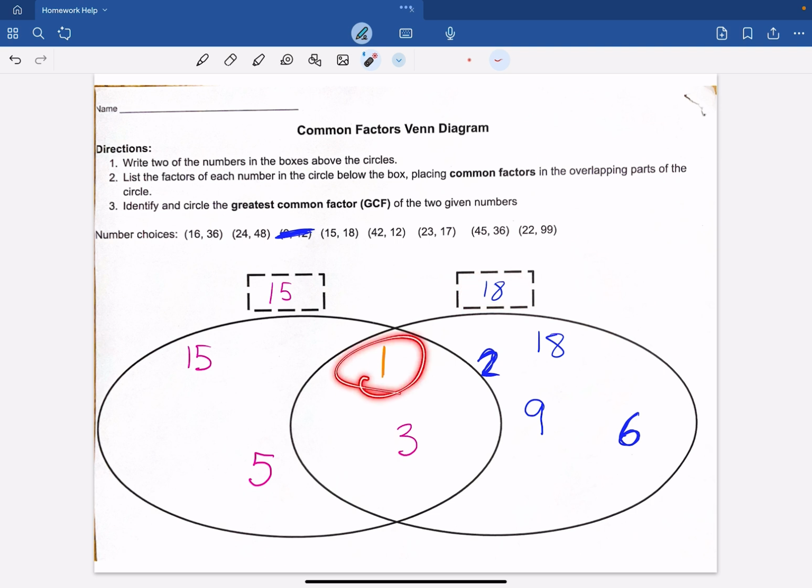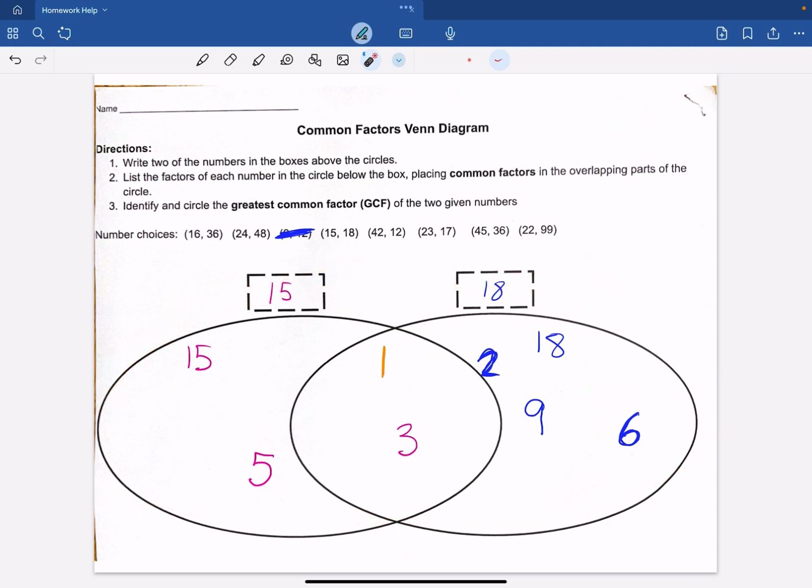So we did 1, we did 2, we did 3. We said nope to 4. We did 5. We did 6. 7 is not going to work for 15 or 18. If I was counting by 7s, it would go 7, 14, 21, so it would just not work for either of those. 8 is not going to work for either of those. And then I have 9 already. So I have covered all of those.